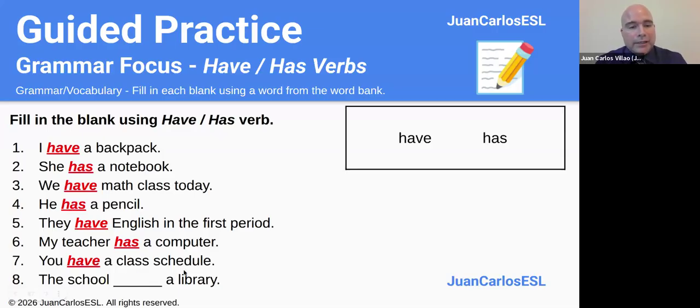So you have a class schedule. Regardless whether it's singular or plural, you still have to use have.